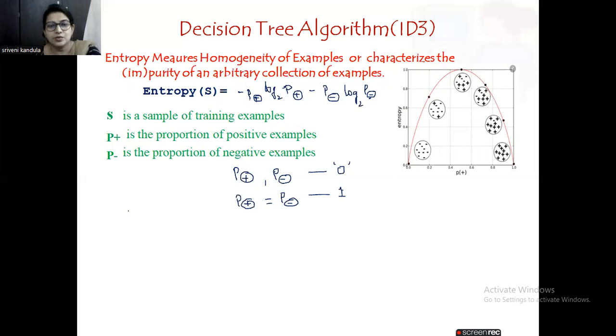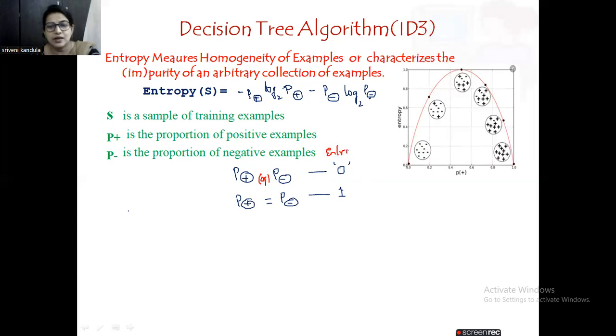The formula for entropy is this one: minus probability of positive examples multiplied with log base 2 of the probability of the positive examples, minus probability of negative examples multiplied with log base 2 of the probability of negative examples. If you see the graph, the entropy ranges between 0 and 1. If you have purely positive examples or purely negative examples, then the entropy value can be treated as 0.